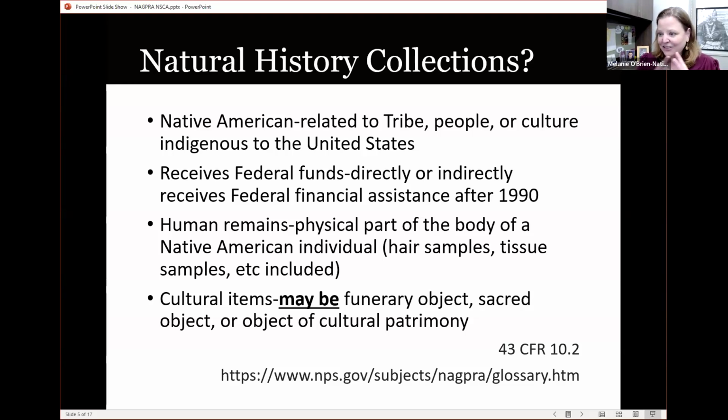And then the last two definitions to really think about here are human remains and cultural items. Those are the types of items in a collection that NAGPRA is focused on. Human remains is probably pretty self-evident, but it is any physical part of a body of a Native American individual. And this can include hair samples, tissue samples, other physical parts of a body. And cultural items are those items that may be funerary objects, sacred objects, or objects of cultural patrimony. Those, again, are all defined terms, but the definitions are available in the regulations themselves, or you can get to them quickly through this glossary link.